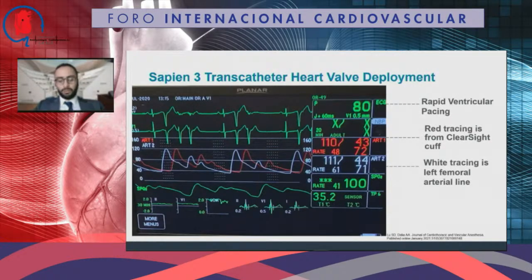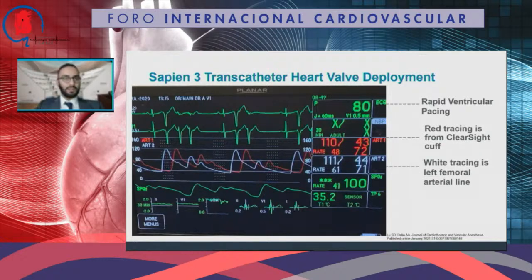So I wanted to show you an example of the ClearSight during valve deployment, because that was one area where we weren't quite sure how the ClearSight was going to perform under extreme conditions like valve deployment. While we know that during the few seconds of valve deployment it's maybe not crucial to know exactly what the blood pressure is, because you're rapidly ventricularly pacing, your blood pressure is very low, and it happens for only a couple of seconds, we were curious to see what would happen during that ventricular pacing.